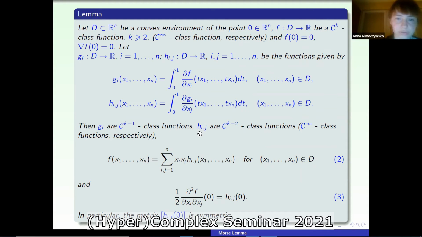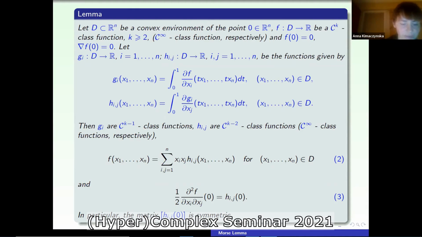where the functions h_ij are C^(k-r). In the case of the proof of the Morse lemma, they are C infinity class functions, and the determinant of the matrix h_ij is not equal 0. Then we use a method similar to the proof of the Sylvester and Jacobi theorem about inertia of quadratic forms.